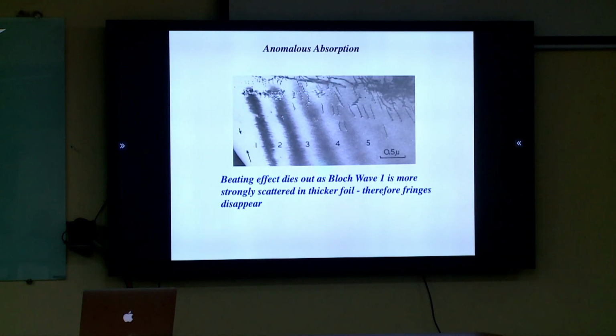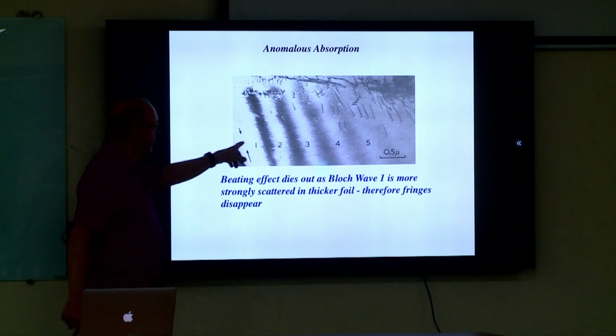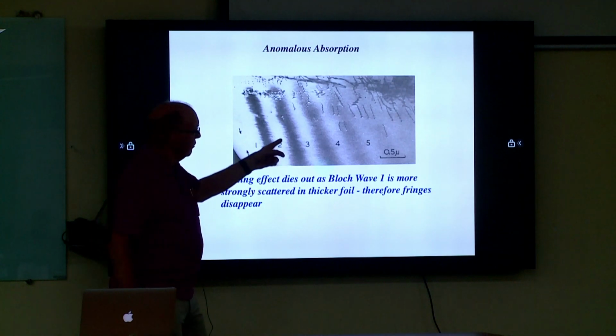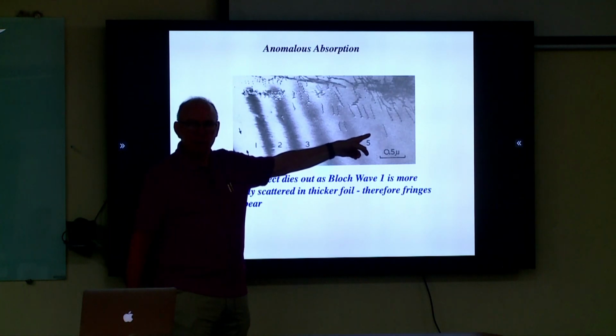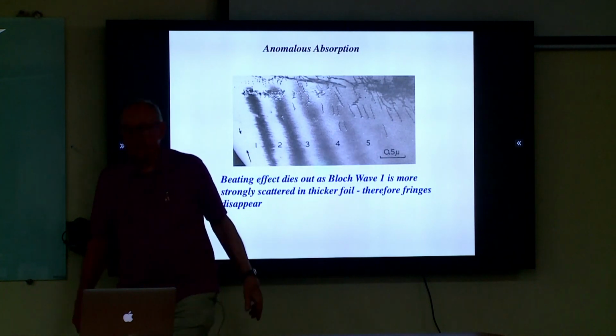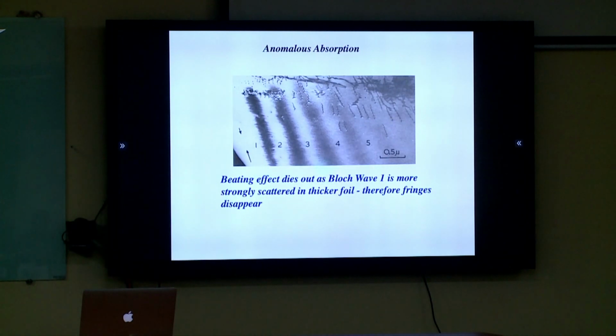So let's talk about this business of Bloch waves spending their time in the scattering centers, say Bloch wave 1. As we increase the thickness, it's going to gradually just be scattered and gone. So if you have a beating effect that gives rise to these fringes, and that's between Bloch wave 1 and Bloch wave 2, the reason why we run out of fringes is because Bloch wave 1 is gone. It's been scattered as we get thicker and thicker in the foil. Right, so you can immediately understand that.